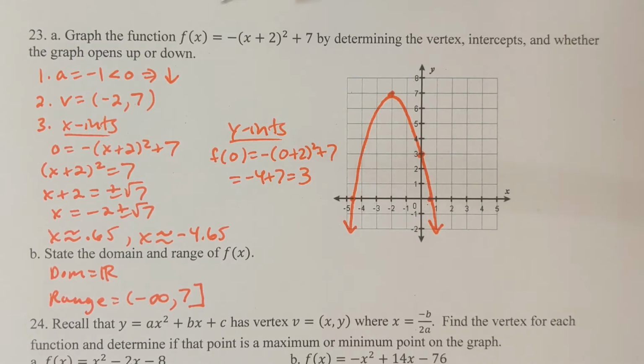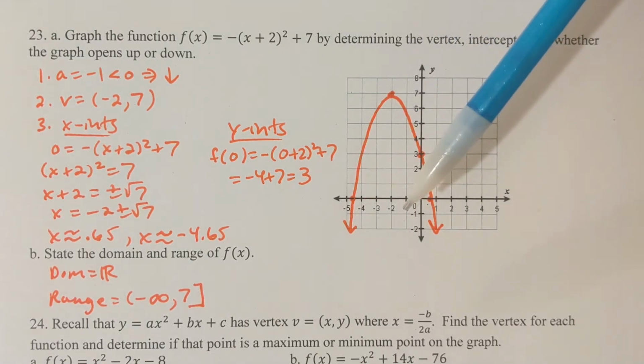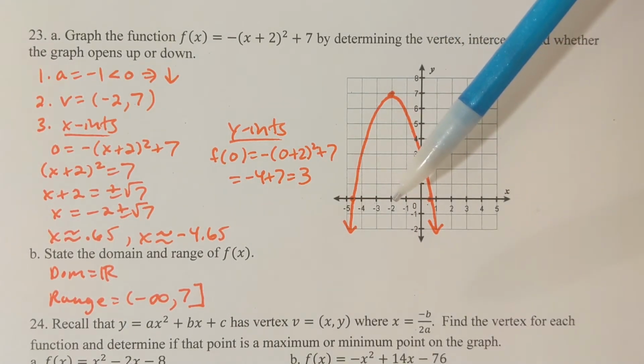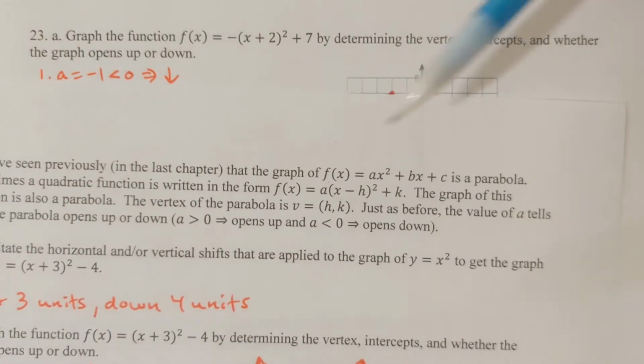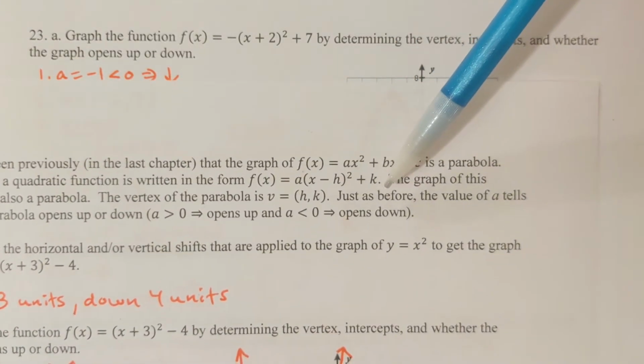Graph the function f of x equals negative (x plus 2) squared plus 7. Okay, we've got to find the vertex, the intercepts, and whether the graph opens up or down. A is negative 1. Since that's a negative, I know that the parabola is going to open down. The vertex is represented by the point (h, k), and here's my general formula for vertex form.